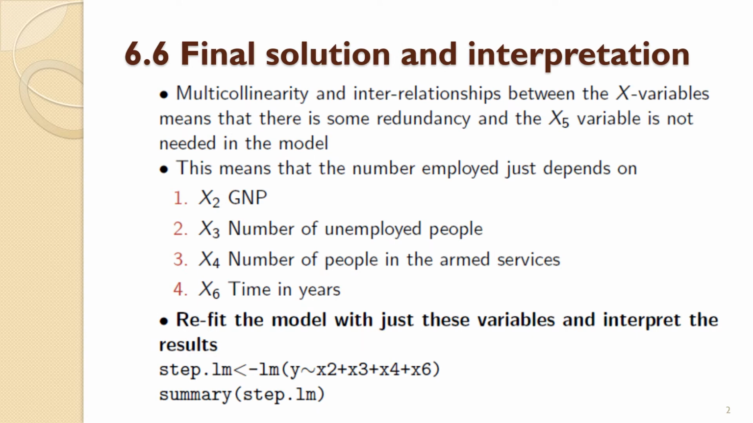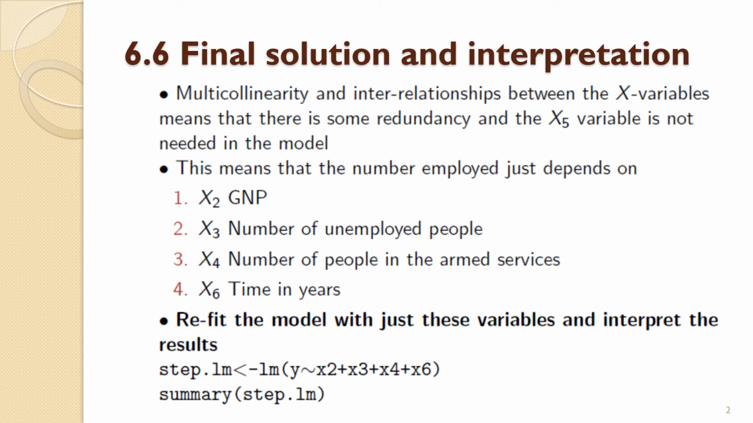So I just wanted to go over the final solution interpretation. Multicollinearity and interrelationships between the x variables mean there is some redundancy and the x5 variable is not needed in the model. This means that the number of people employed just depends on the gross national product, the number of unemployed people, the number of people in the armed services, and the time in years. Beyond this, you have some confidence that your conclusion is reasonable because you've got three different methods, stepwise selection, forward selection, and backward selection, all pointing to the same model, all telling you the same thing.